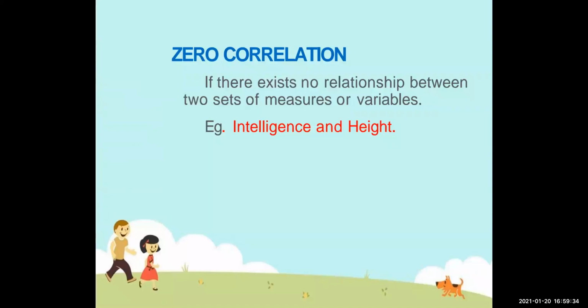Now, if there exists no relation between the two sets of measures or variables, then it is called zero correlation. Like, let's say, intelligence and height. So there is no relationship between the two variables over here, which is known as zero correlation.